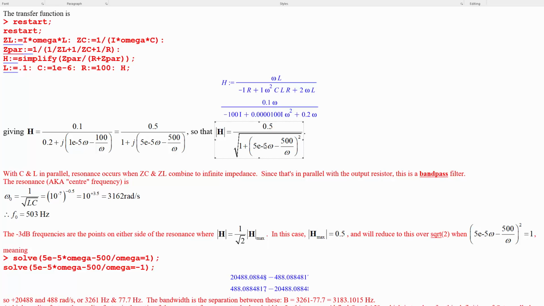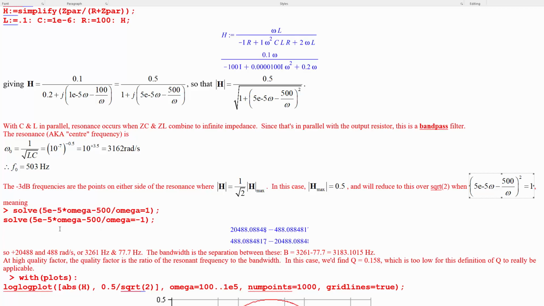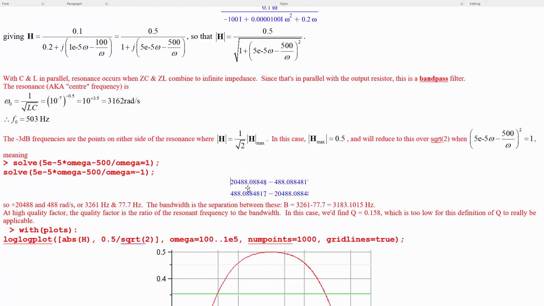We just need to know where this thing is equal to 1. So that'll be either where the inside is equal to positive 1 or where it's equal to negative 1. If we're looking for the positive frequencies that do that, then we can use the solve command or just the quadratic formula and figure out that the frequencies are 2488 rad per second or 488 rad per second, which are 3261 hertz or 77.7 hertz.